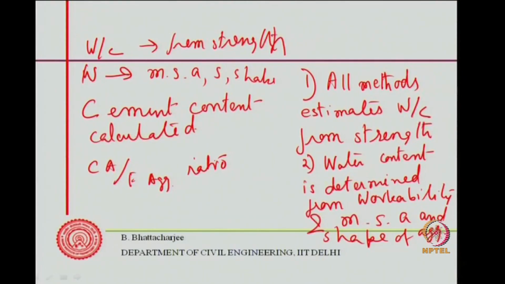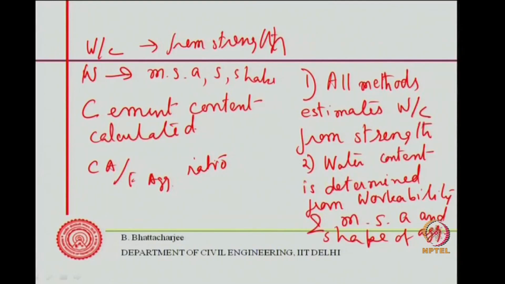Now, the three methods differ. In the Indian code, the proportions of fine aggregates in the total aggregate are specified. In the DOE method, you first find out the total aggregate from wet density curves, and since you know the wet density, you can find the total aggregate content by subtracting the cement and the water.